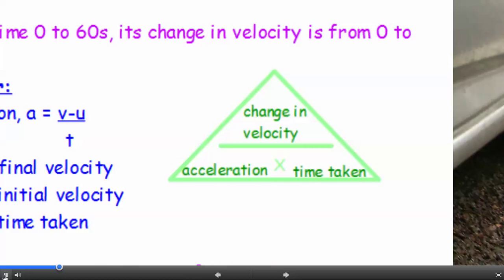Now just remember, you can put that into a triangle. The change in velocity, that's final minus initial, goes at the top. Acceleration and time taken are at the bottom. So cover up the one you're looking for, and the position of the other two tells you which calculation to carry out.